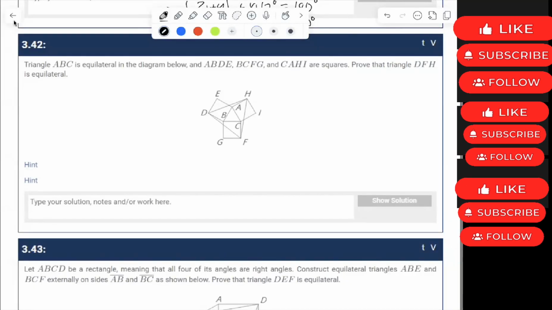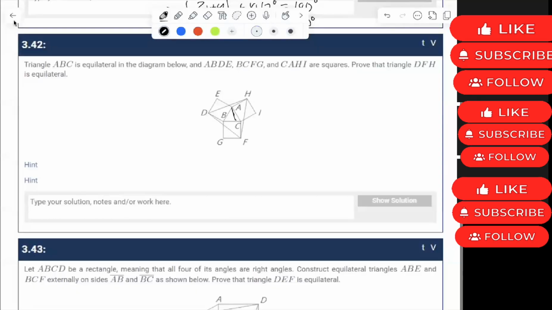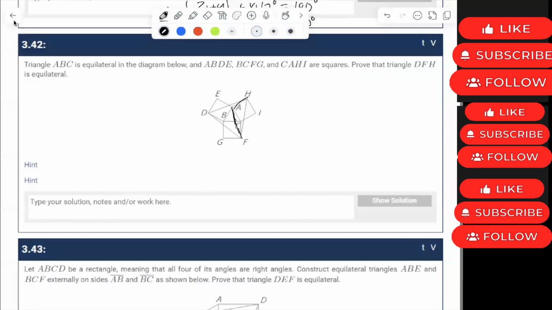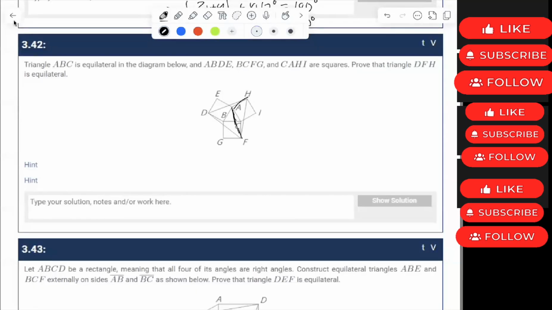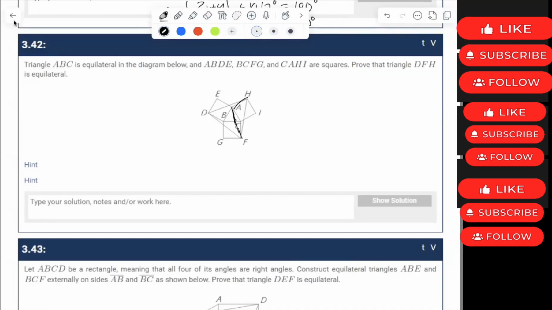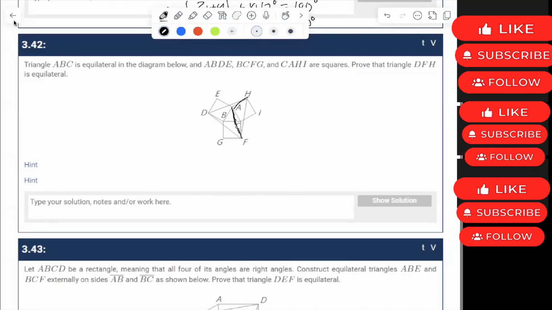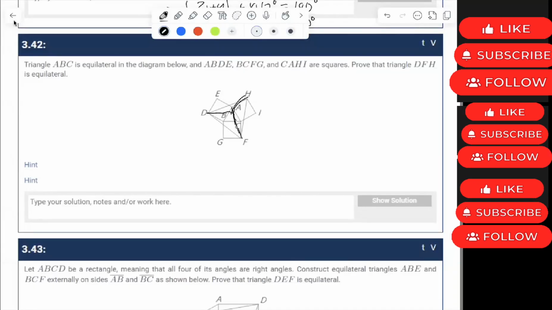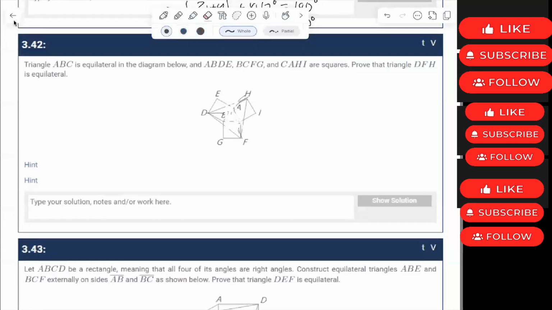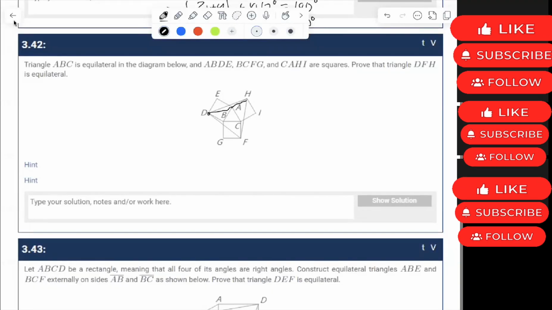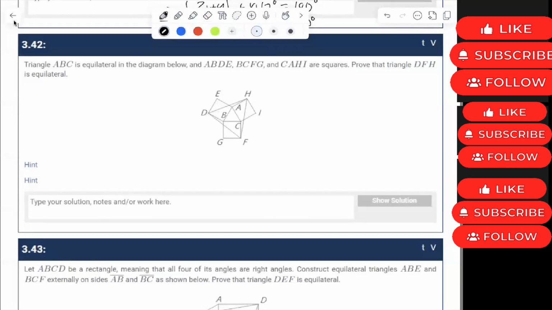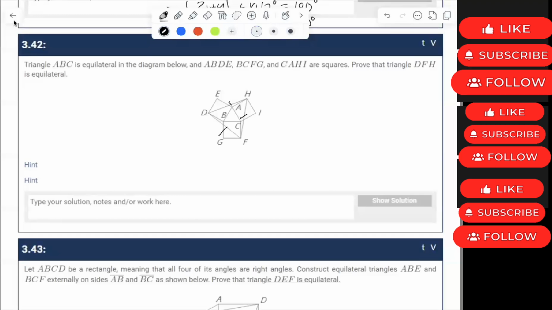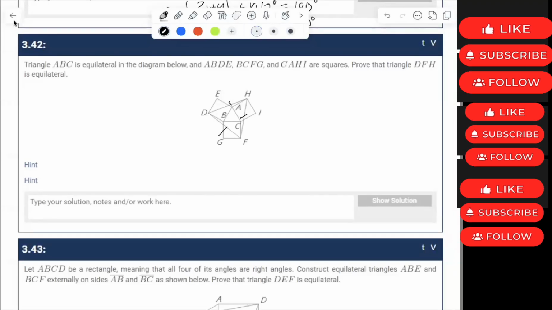Well, what about these triangles over here? CAH, as well as, maybe let's look at these triangles, DAH. Okay, I think we got a good idea. We want to find some triangle congruencies here, right? To prove that these three sides are congruent, not the angles, but the sides, in fact.